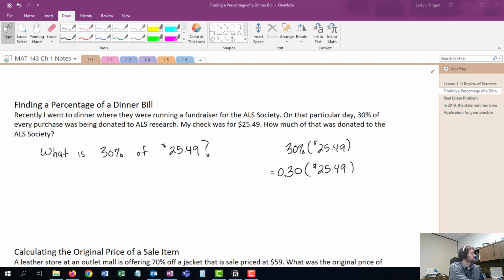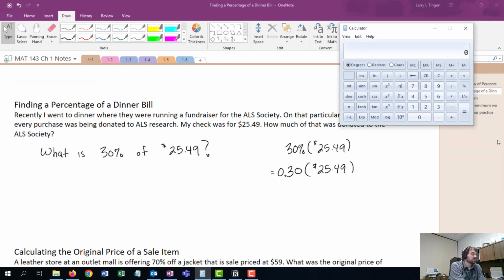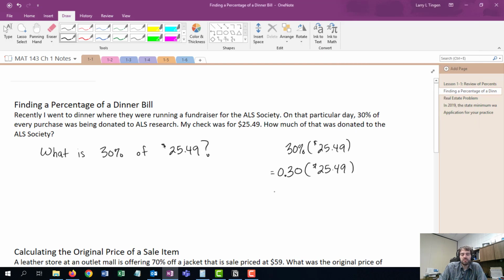What do we get when we multiply those? We get 0.3 times 25.49, and I find it to be 7.647. Now, this is money. The problem doesn't say how many places to round to, but it's money, so we'd round to 2 places. So that becomes $7.65, because for that 4, we look to the right of the hundredths place. The number to the right is 5 or above, so that means this 4 becomes a 5.